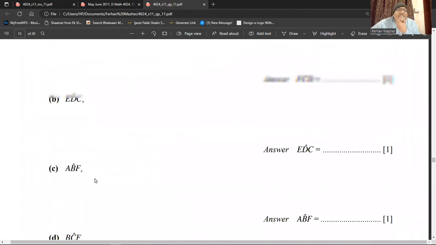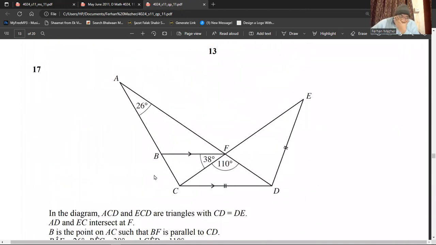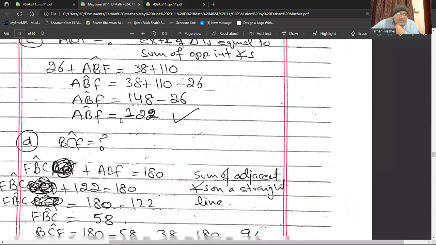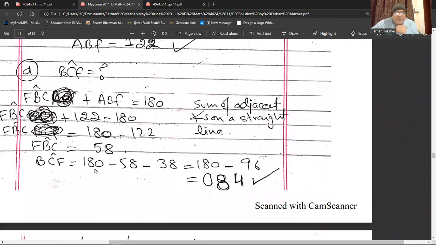Next question is BCF. The sum of the BCF and 38 will be equal to this. Or you can find this angle and then 1, 2, 3. The sum will be 180. Okay, the BCF is the question.